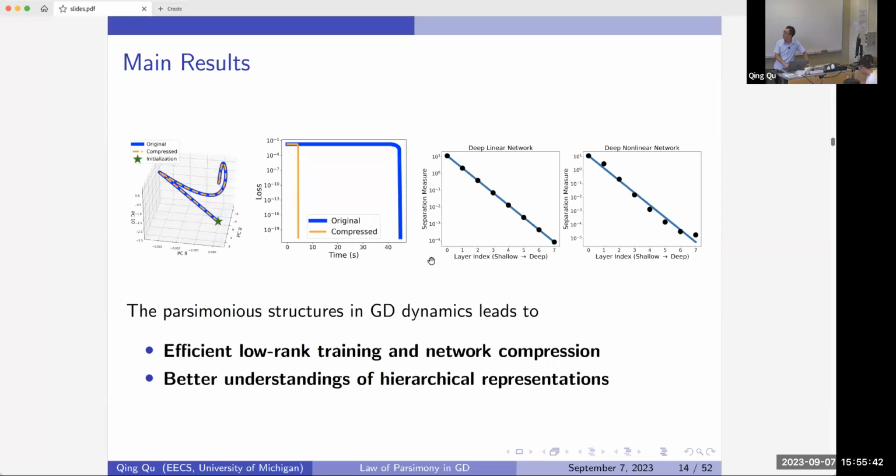As we showed previously, the network is progressively compressing and separating our features. Based on the deep linear network, if you study it on linearly separable data, you can show a similar result: each layer is basically doing linear feature compression and feature separation. So that's the main message I want to convey here.